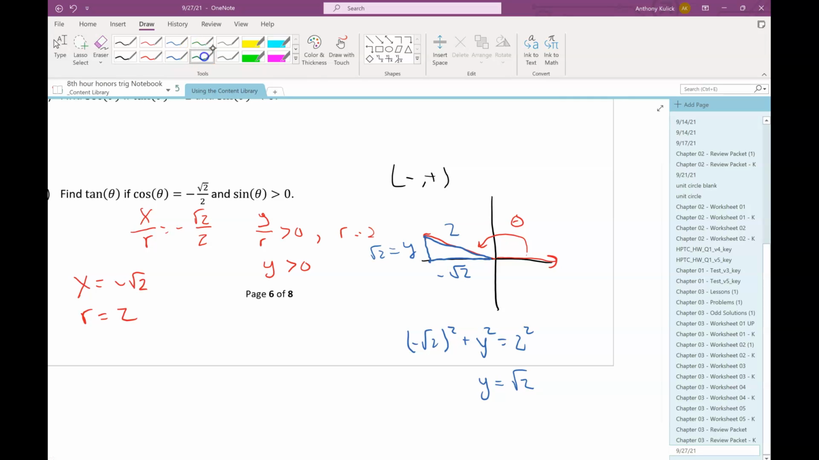And that's all I really need, because now I can say, okay, well, tangent theta is y over x. So this point was negative root 2 comma root 2. So this is going to be root 2 over negative root 2, or negative 1. So 135 was what theta was. Or something coterminal to 135 anyways, right? There's infinitely many answers.